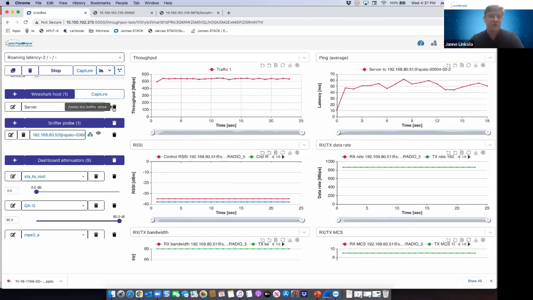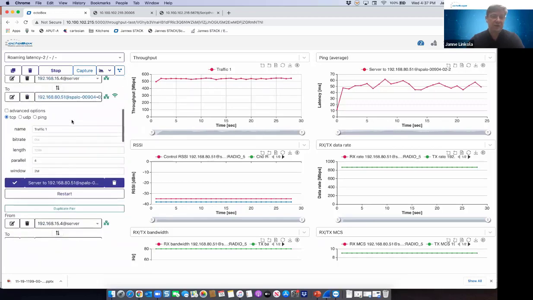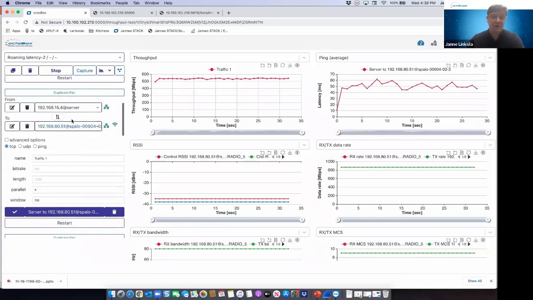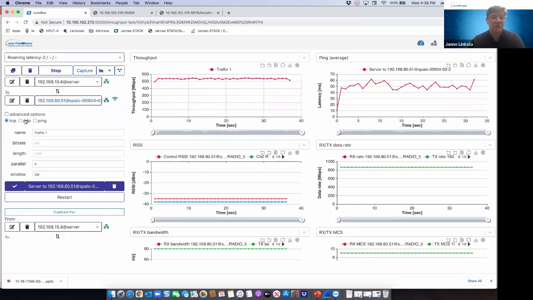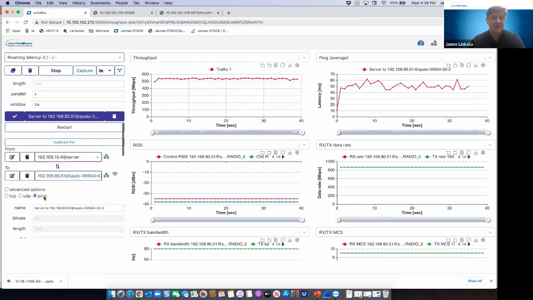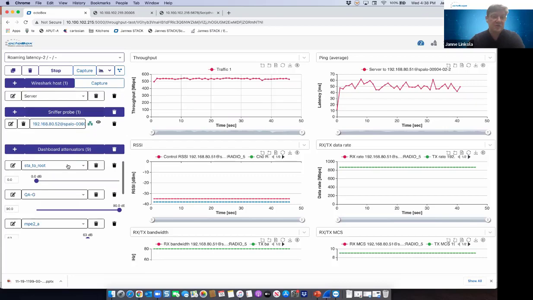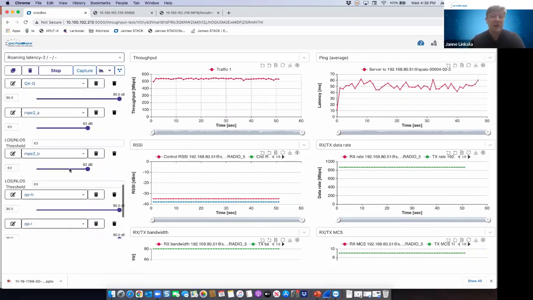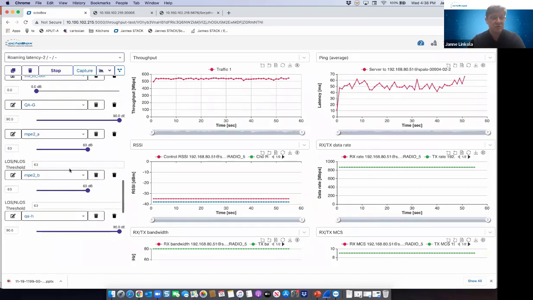We have 2 sections here. The section on the left is where I configure my test case. So I define traffic pairs, for example. I have 2 traffic pairs defined here, one for throughput and one for ping latency test. This same area lets you configure your turntables and your sniffers. Importantly for this test case, I have all these attenuators here that interconnect the various chambers and instruments to each other.